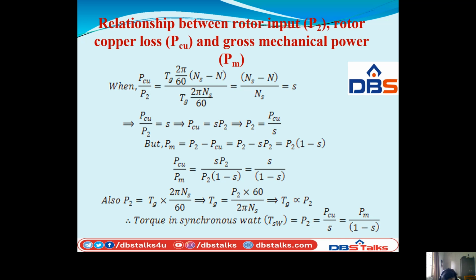Now I have to calculate the torque in synchronous watt. Torque in synchronous watt is equal to P2, which is equal to PCU by S and PM by 1 minus S. This is very important for competitive examinations. Calculate the torque in synchronous watt: P2 is equal to PCU by S and PM by 1 minus S. Now PCU by PM is equal to S by 1 minus S.